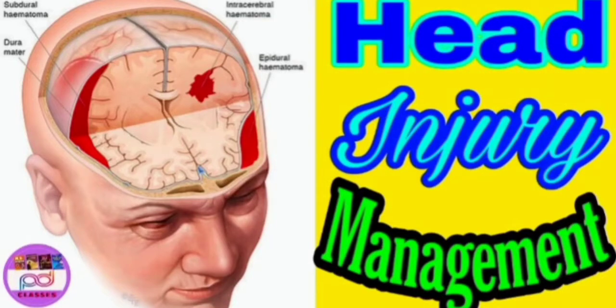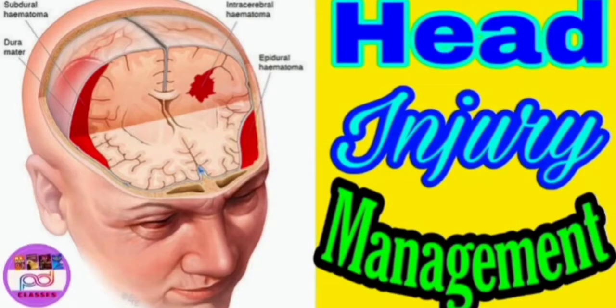So if the GCS is 15 out of 15 and the patient does not have any loss of consciousness, then that means it's a minor head injury. And if the GCS is 14 to 15 with loss of consciousness, then that means it's a mild head injury. And in case of moderate head injury, the GCS will be 9 to 13. And if it is severe, then the GCS will be less than or equal to 8.